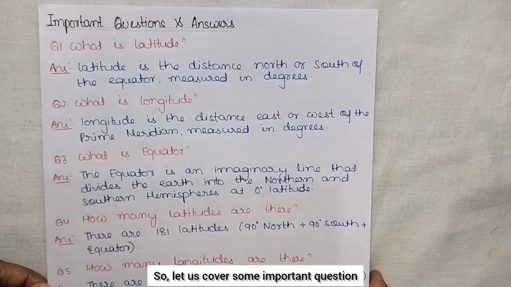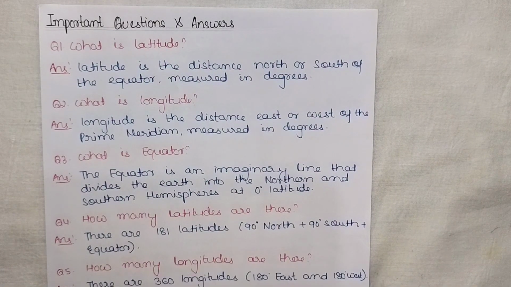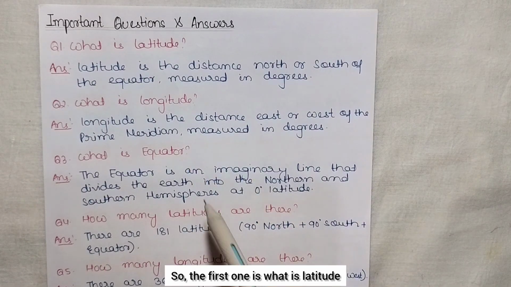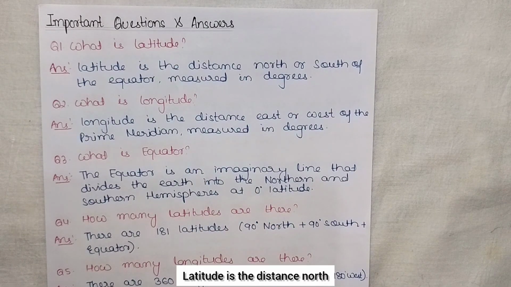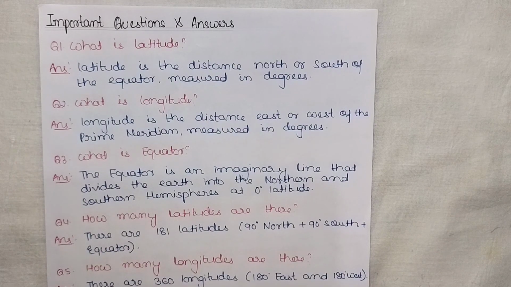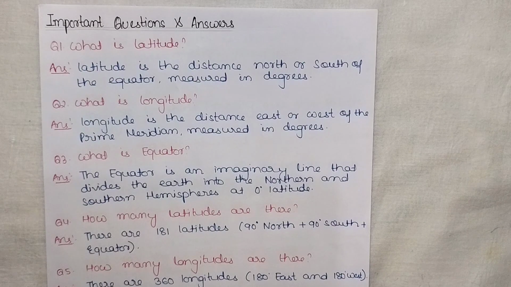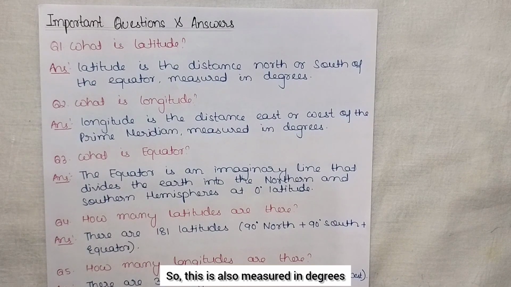So let us cover some important question answers of the topic globe, latitudes and longitude. So the first one is, what is latitude? Latitude is the distance north or south of the equator measured in degrees. And what is longitude? It is the distance east or west of the prime meridian and measured in degrees.